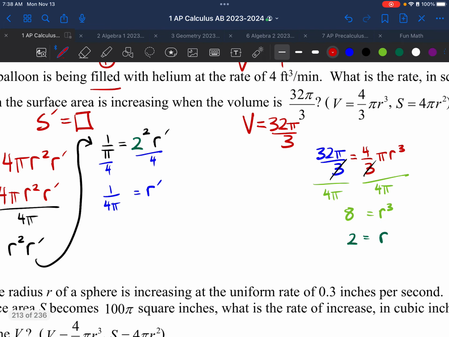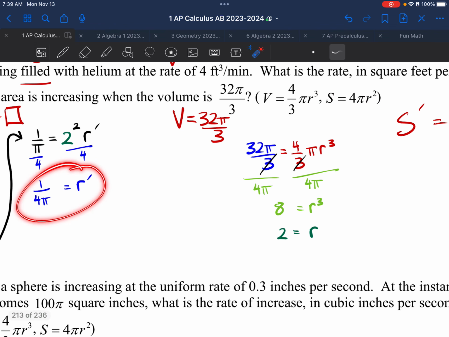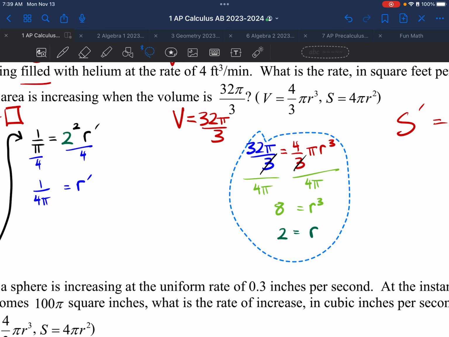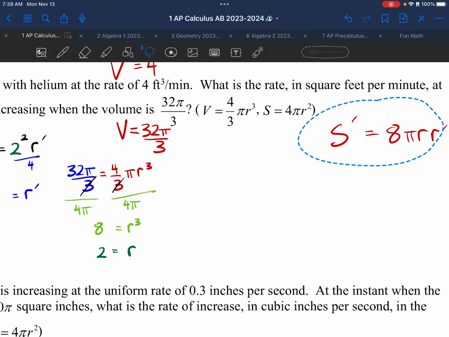Hey, so check it out. I have a surface area prime that uses both an r and an r prime. I have an r here and I have an r prime here. Let's plug both of those in. In fact, I can start moving these over a little bit, and I can actually see everything I'm doing all in one screen, I'm hoping.